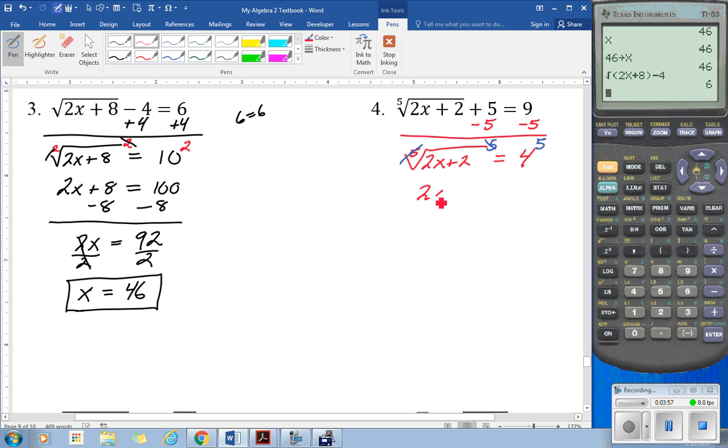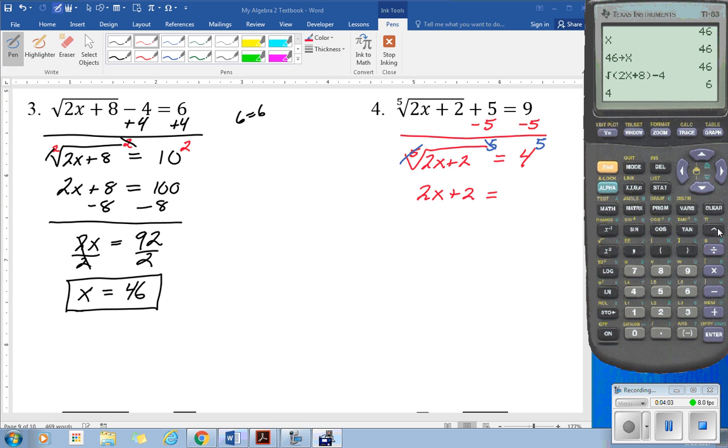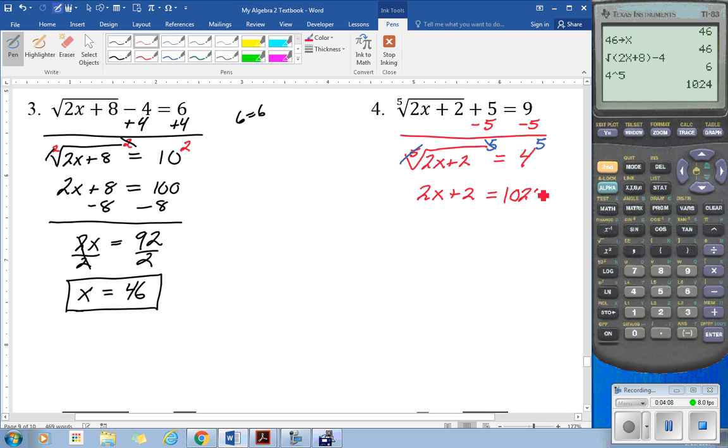And we'll get 2x plus 2 is now equal to 4 to the fifth power. So 4 to the fifth is 1024. Like I said, it's just linear from here on out, so it's pretty straightforward. Go ahead and subtract 2 from both sides. We'll end up with 2x being equal to 1024 minus 2, which is 1022, and then we'll divide both sides by 2. We're just going to cut it in half here. We get x is equal to, let's see, half of 1,000 is 500, half of 22 is 11, so we get 511.